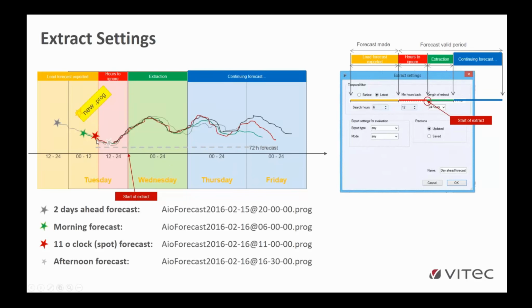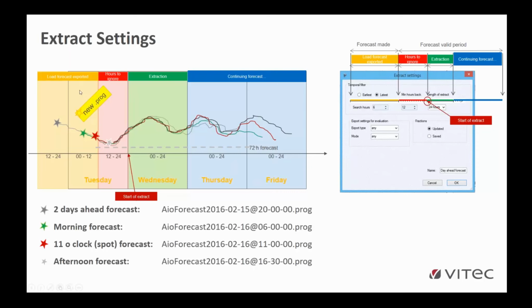So by telling the system what our extraction period is, so how long the forecast should be, and then from the start point, how many hours backwards we should ignore. So what's the deadline, when is the latest allowed forecast made, and then the newest within the search period is how we specify the exact forecast.